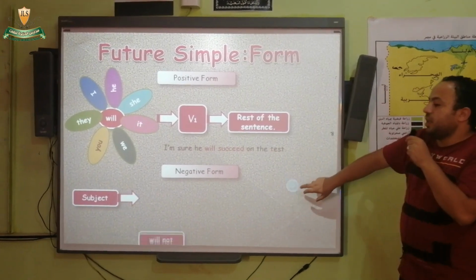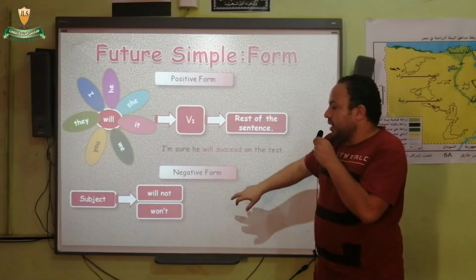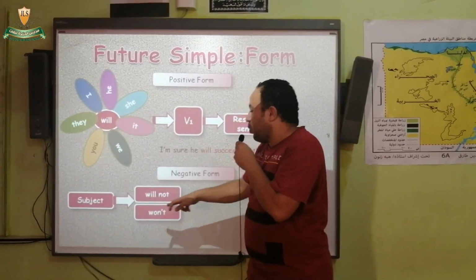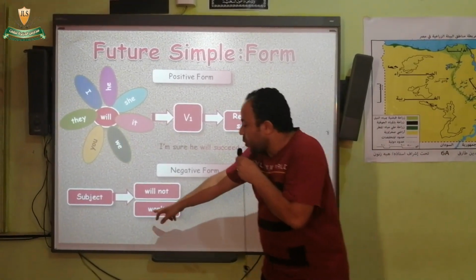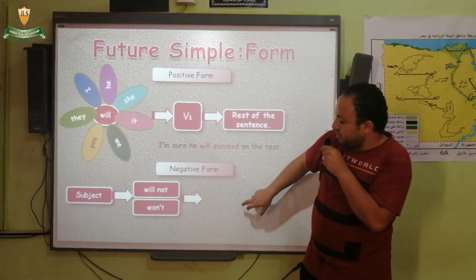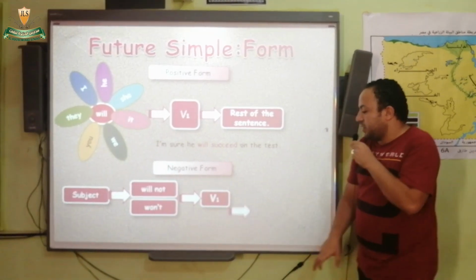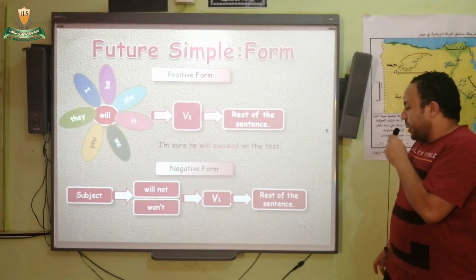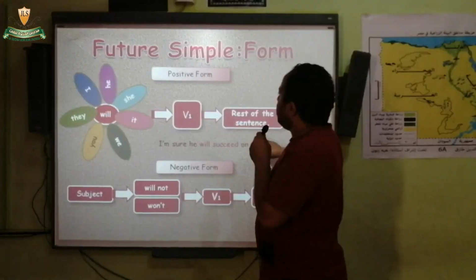Negative form: subject plus will not, or the abbreviation won't, plus infinitive and the rest of the sentence.